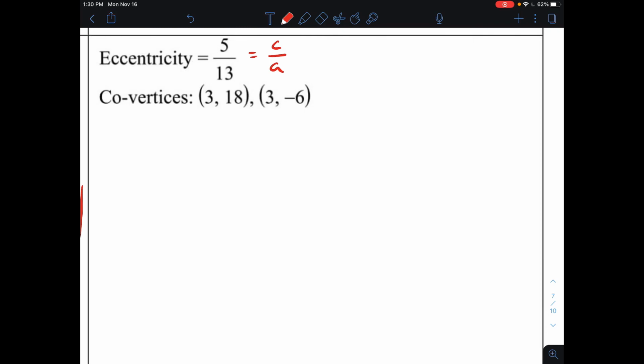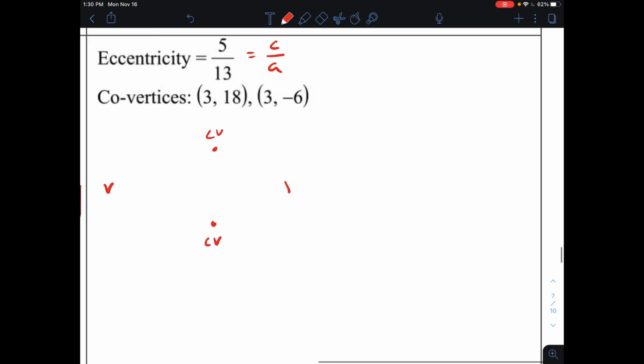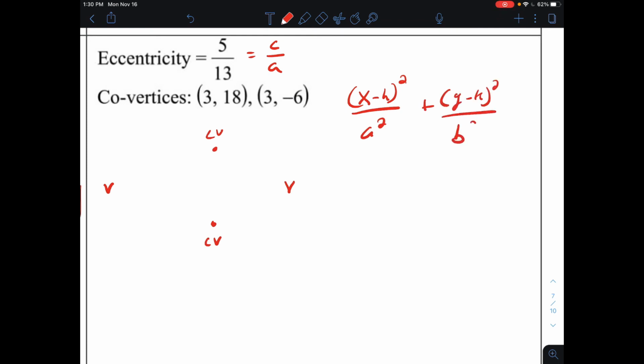Now, my co-vertices we're given. We have an x value of 3 and a y value of 18, and an x value of 3 and a y value of negative 6. So my co-vertices are up and down, which means that my actual vertices are going to be left and right. So we're going to be elongated along the horizontal. Now that means that x is going to have the bigger denominator when you're looking at the standard form. And so we'll go ahead and write a standard form so that way we can see where our constants go.